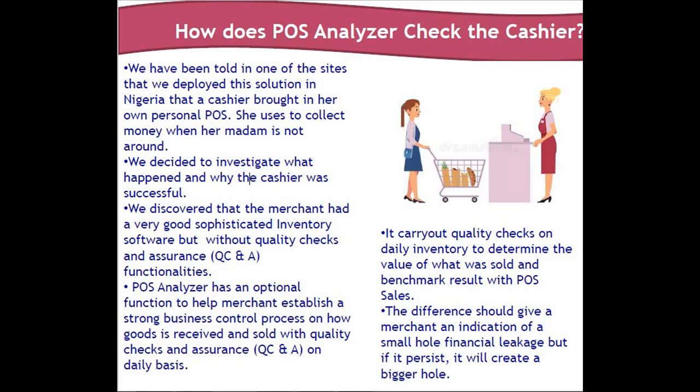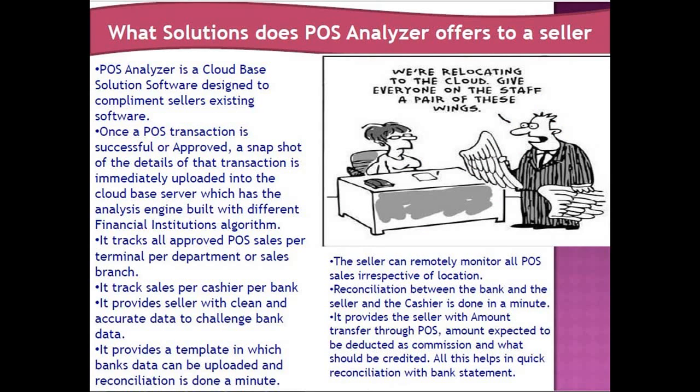POS Analyzer has an optional function to help the merchant establish a strong business control process on how goods are received and sold, with quality checks and assurance, QC&A, on a daily basis. It carries out quality checks on daily inventory to determine the value of what was sold and benchmarks the result with POS sales. The difference should give a merchant an indication of a small hole, a financial leakage, but if it persists, it will create a bigger hole. The bigger the hole, the bigger the financial leakage. Usually POS Analyzer will help nip the hole in the bud.